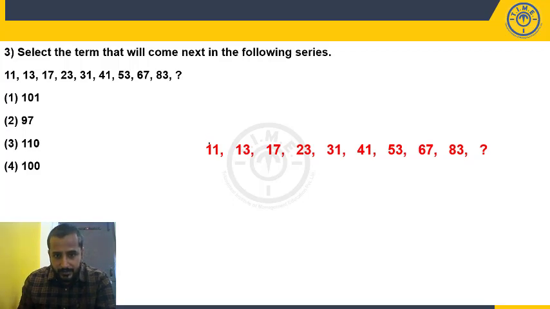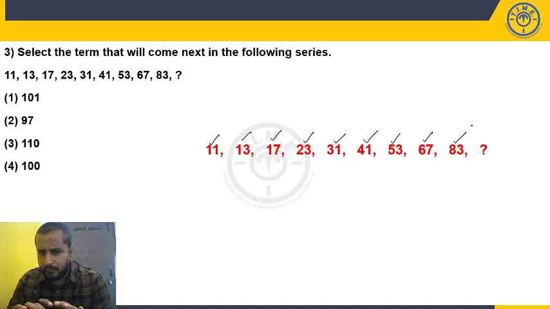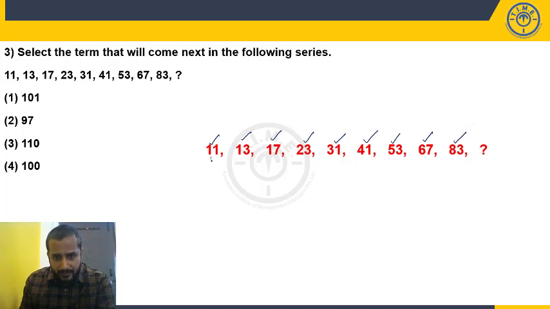Look at these numbers: 11, 13, 17, 23, 31, 41, 53, 67, 83. These are perfectly prime numbers. Not an issue. But what is the next prime number? See, look at 11, 13. These two are given consecutively. These three are given consecutively. 11, 13, 17. But between 17 and 23, 19 is missing. Maybe there is some pattern. Let's see.